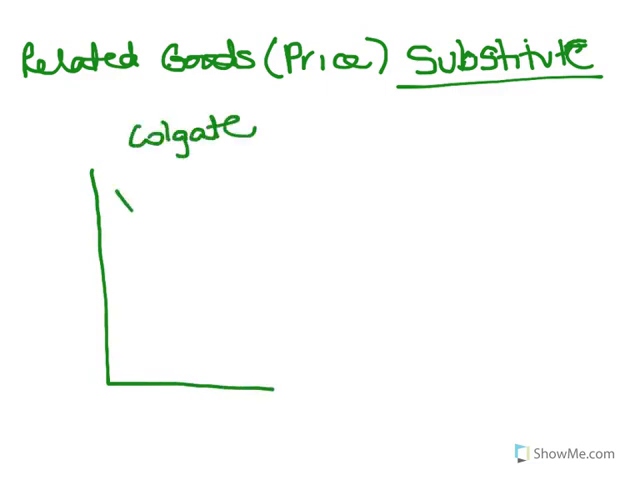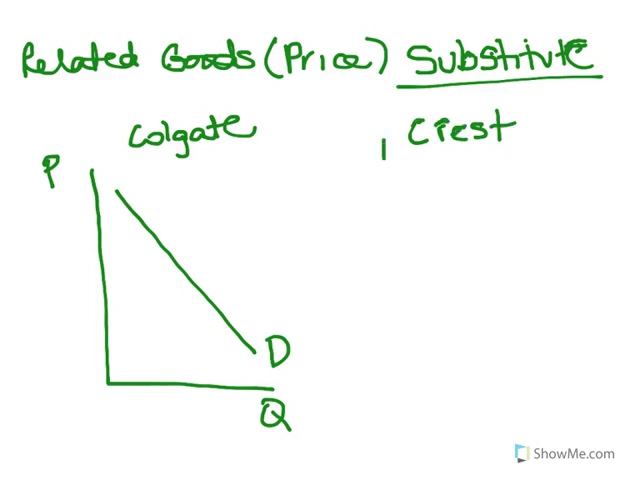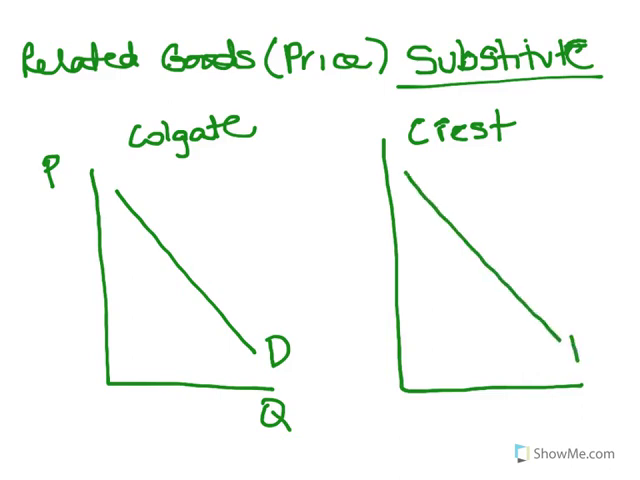So I can construct a demand curve for Colgate toothpaste, right? We have price on this axis, quantity on this axis. So there's my demand curve for Colgate. At the same time, we know Crest is a substitute good for the Colgate. So I can construct the demand curve for Crest also. So here's the demand curve like so.